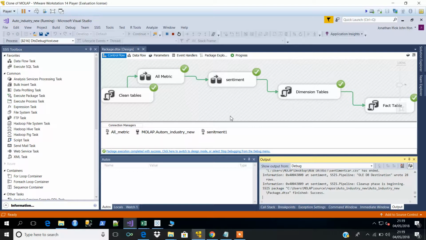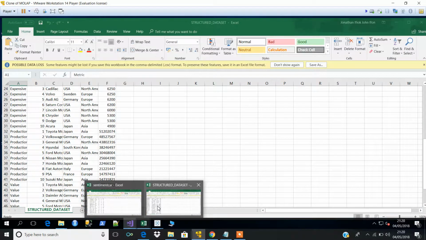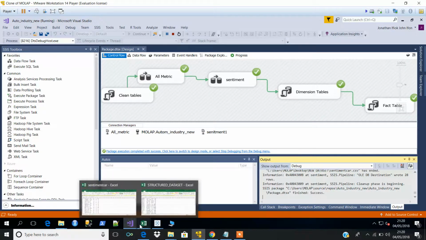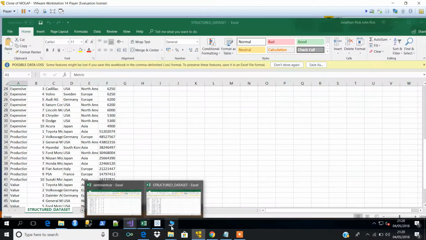The staging area is also the back-end area of the data warehouse where the ETL process takes place. From this staging area, we can see that the all metric table here represents the structured data set, while the sentiment table here represents the unstructured data set.